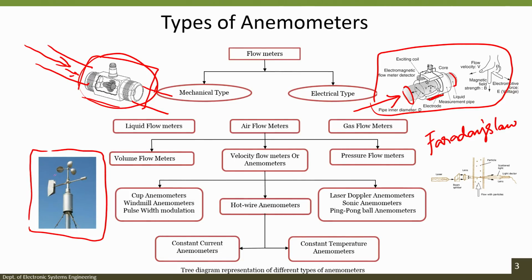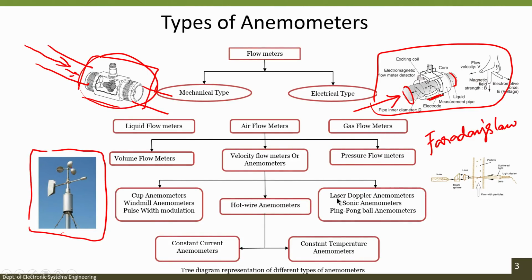So every time the cup shape here rotates based on the speed at which the wind is blowing, and that factor is being leveraged to understand the velocity of the air. So these are majorly used in the windmills, and hence the name windmill type anemometer. And the other classification is the laser Doppler, sonic anemometers, ping pong ball anemometers. You could study more about it.